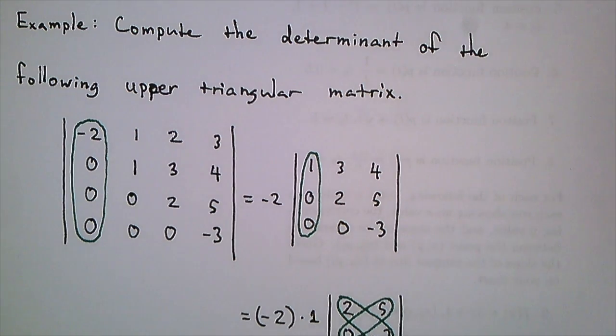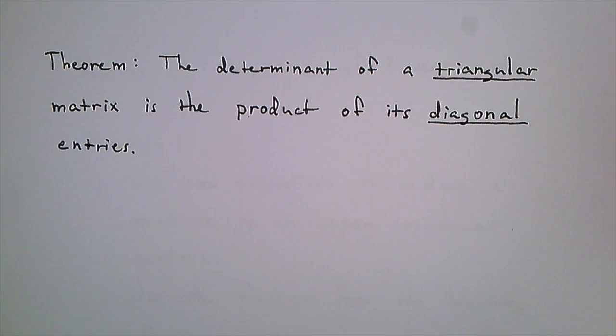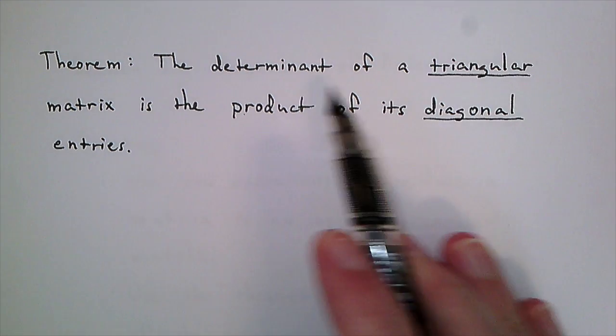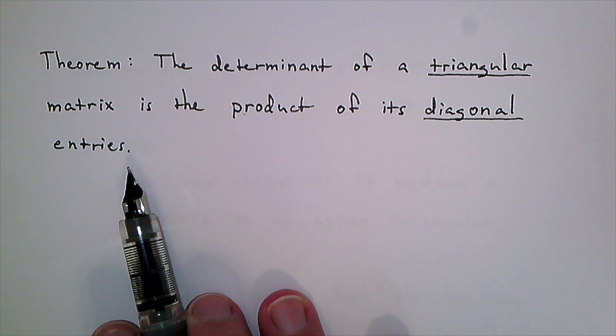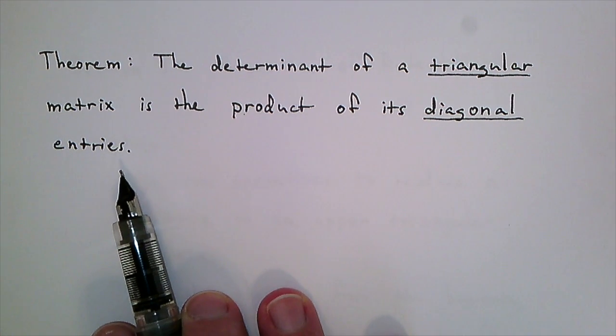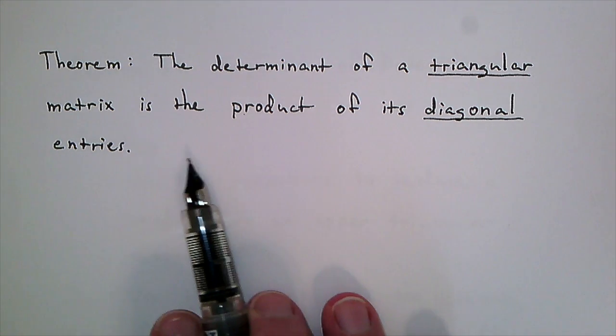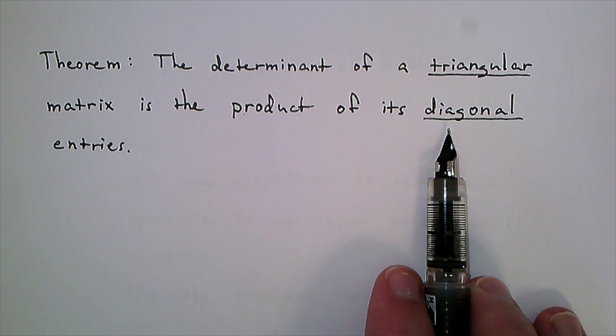The next theorem tells us that for any triangular matrix, whether it's an upper triangular or lower triangular matrix, the determinant of a triangular matrix is the product of its diagonal entries. So finding the determinant of a triangular matrix is one of the easiest kinds of determinants because we don't have to do any cofactor expansions. Just multiply what you find on the diagonal.